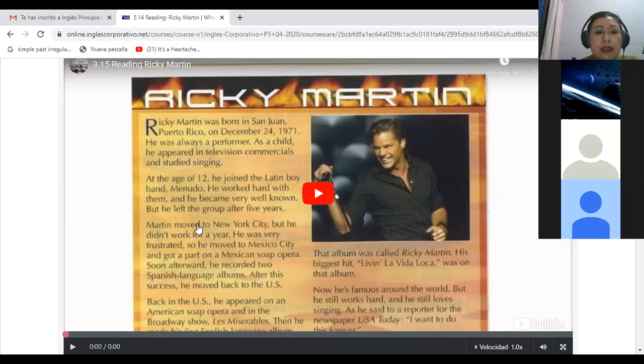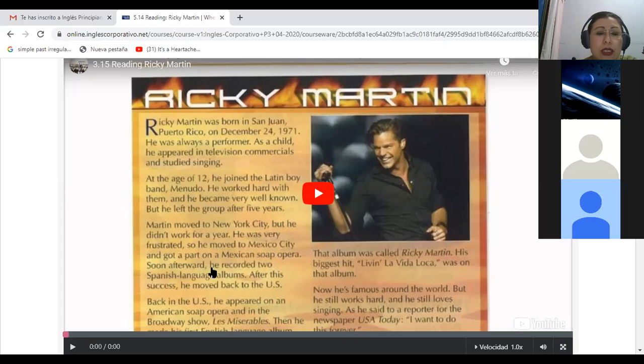Martin moved, verbo regular, to New York City. But he didn't work for a year, ¿ve? Oración negativa. He didn't work for a year. He was very frustrated. So he moved to Mexico City and got, pasado de, got an apartment on Mexican soap opera.